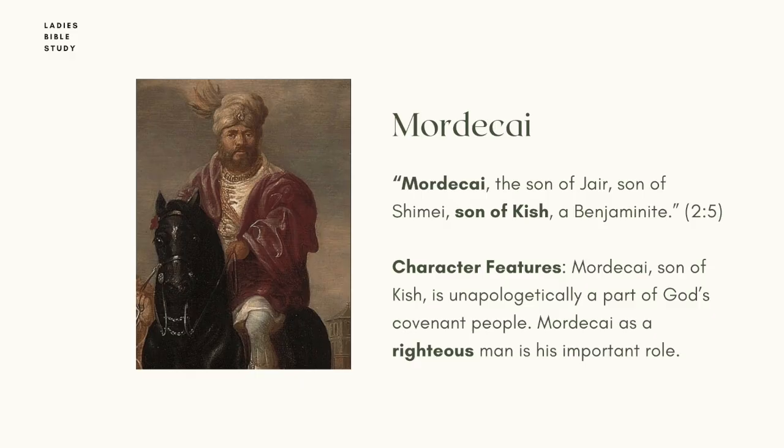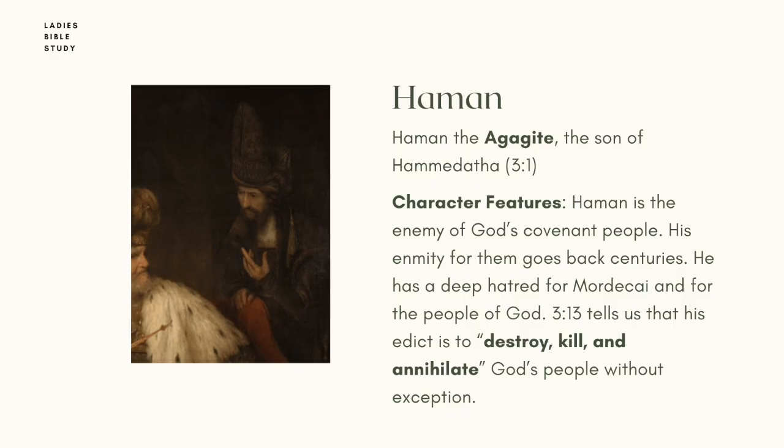All right, character features. Mordecai is unapologetically a part of God's covenant people. He is not going to bow down to Haman, and he is unashamed to be Jewish. Mordecai's big role in the Book of Esther is as the righteous man. Okay, and our last character for the Book of Esther, Haman. Now, we're also told something very important about Haman. Haman is an Agagite, the son of Hammedatha.